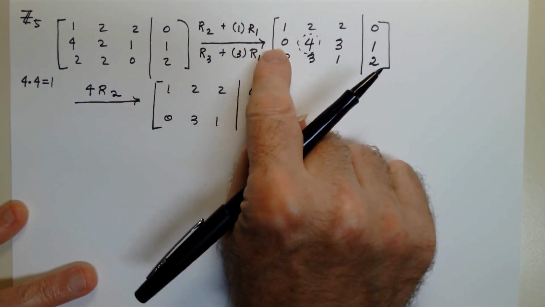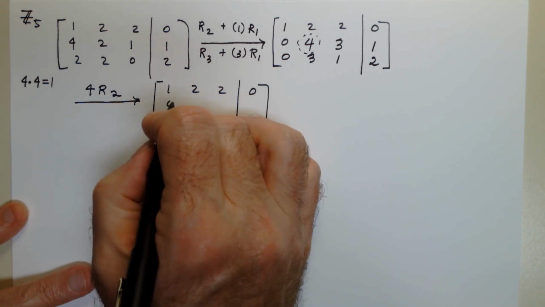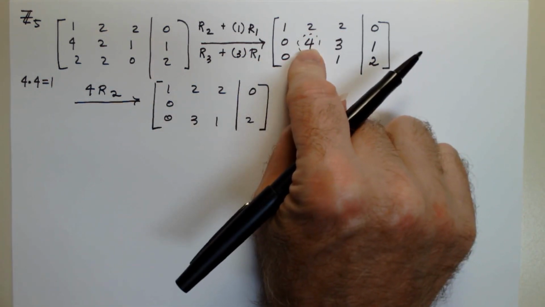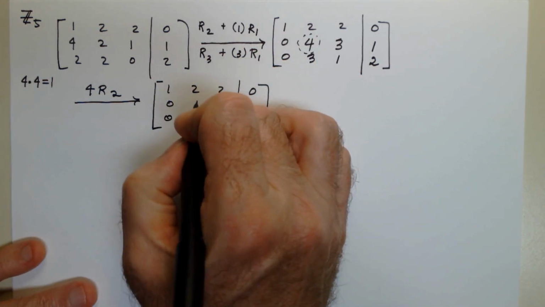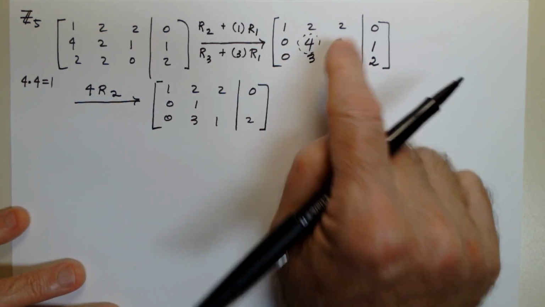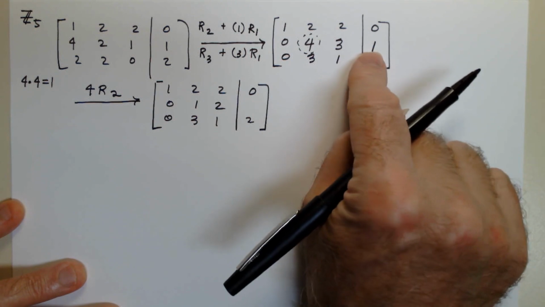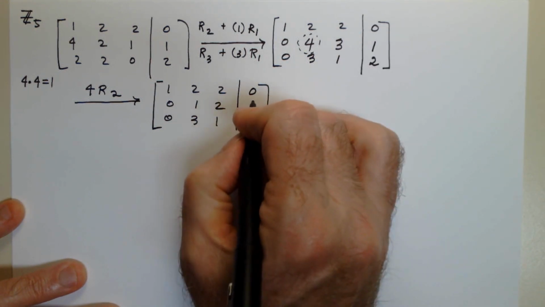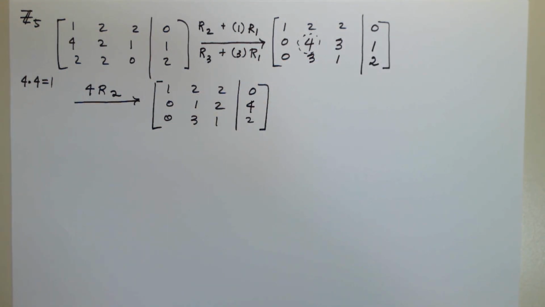Now let's go along row 4. 4 times 0 is 0. 4 times 4 is 16, or 1. That was the whole point of this scaling. Let's be careful with this one. 4 times 3 is 12, which is 2 in the Z5 sense. And then 4 times 1 is 4. Okay, so that's the result of that type 3 operation.